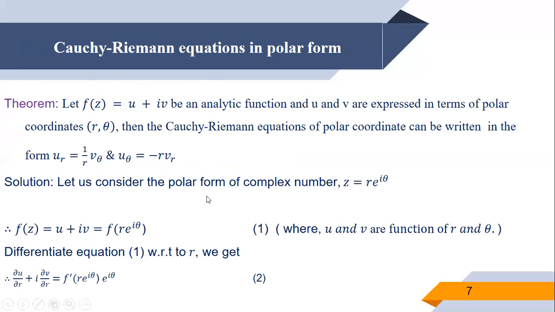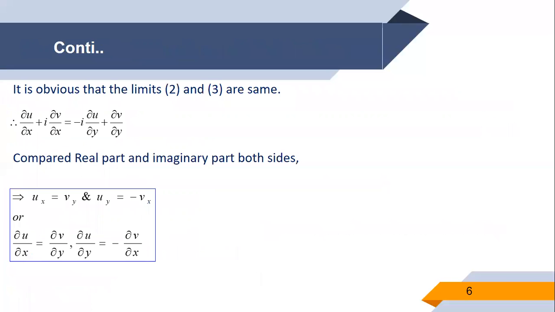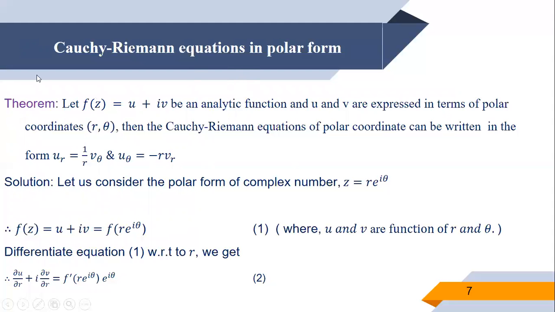Now next we discuss the Cauchy-Riemann equation in polar form. We know the Cauchy-Riemann equation in Cartesian coordinates: ux is vy and uy is minus vx. Now the Cauchy-Riemann equation in polar form.